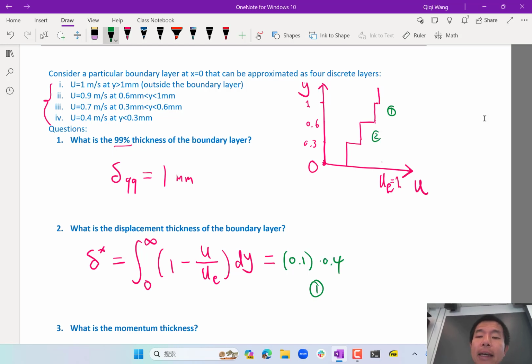Okay, and then in the second layer, what is the difference of 1 minus u over ue? What is inside the parentheses?